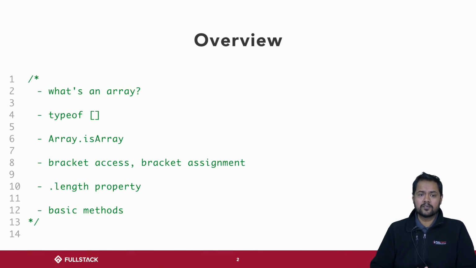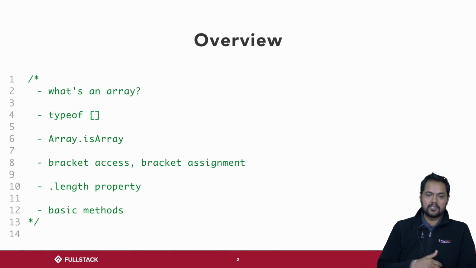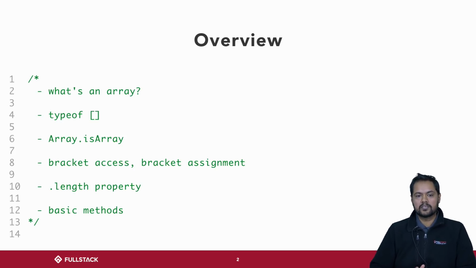So today we're going to be talking about what an array is, the type of an array in a sense, what it returns and why, how to check if a variable is an array using the isArray method, some ways to access the values that arrays store using brackets, and also how to set the values inside that array using bracket assignment.